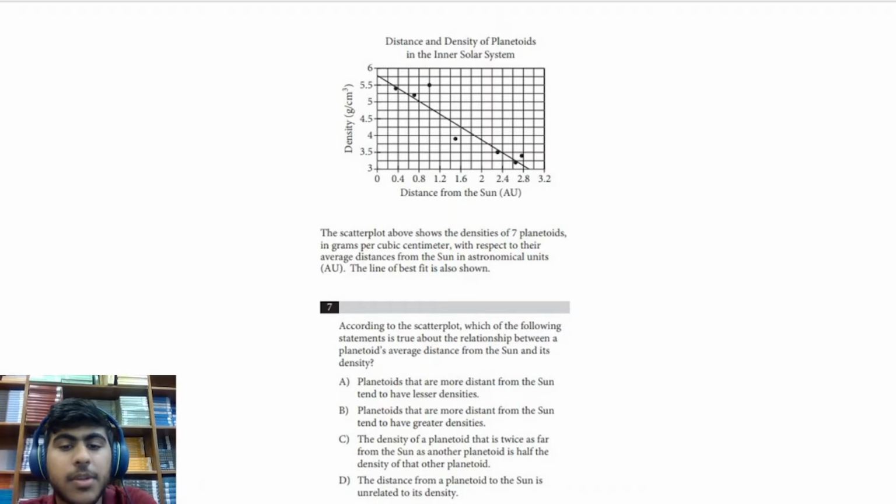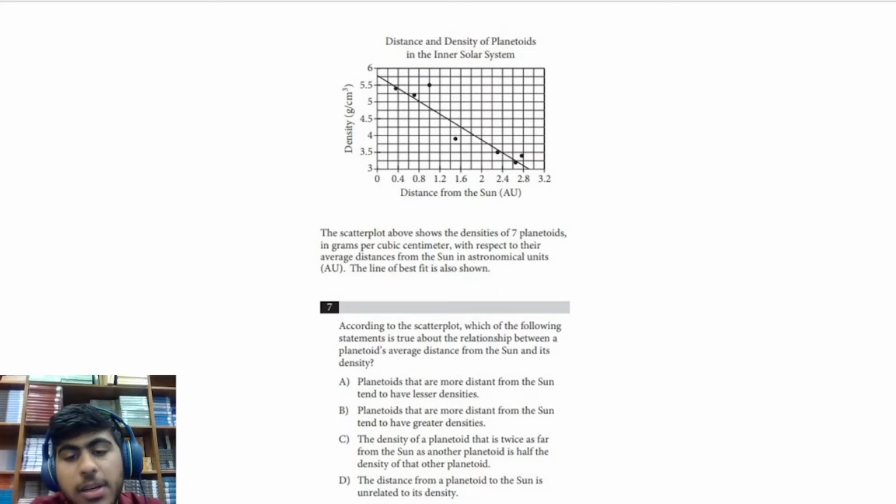Move on. Alright, we're given a graph of the distance and density of planetoids in the inner solar system. So on the y-axis, we have density in grams per cubic centimeter, and on the x-axis, we have distance from the sun in astronomical units. The scatter plot above shows the densities of 7 planetoids in grams per cubic centimeter with respect to their average distance from the sun in astronomical units, AU. The line of best fit is also shown.